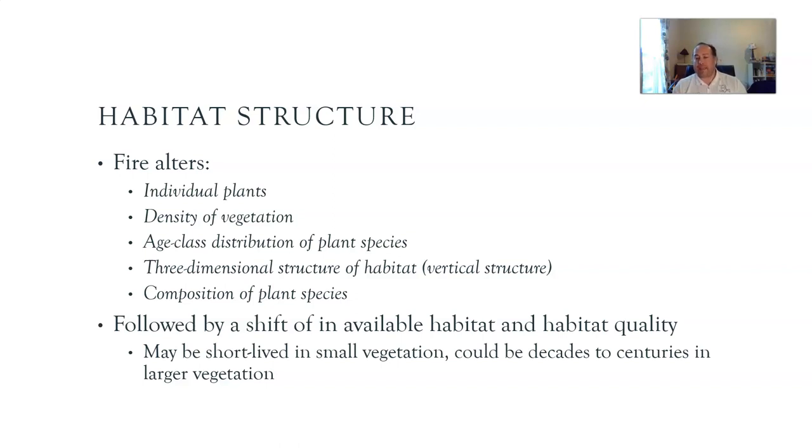But if it's a decades or centuries long shift and you're an animal that only lives 10 years, that's your whole lifetime. You've got to figure out and change your whole life, basically. And so it becomes pretty difficult for some animals. And for some animals, it's not a big deal at all.